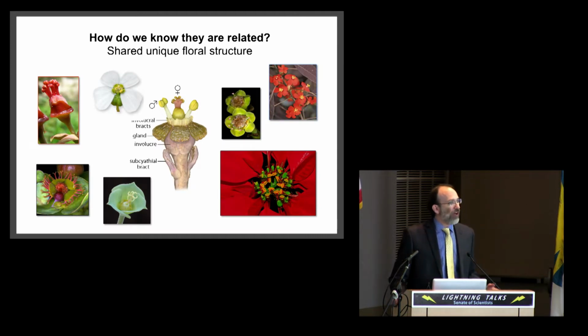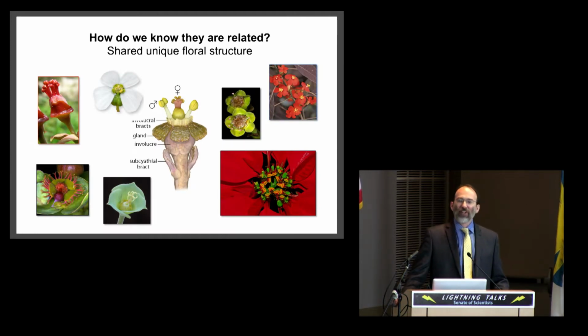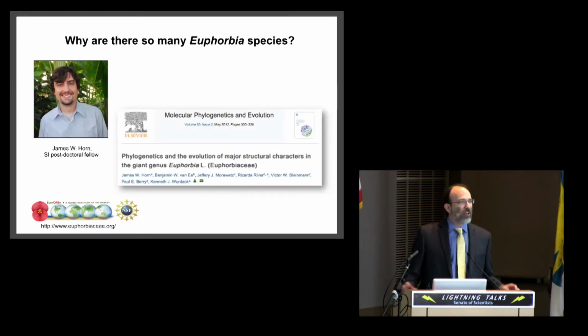So how do we know that all these things that have very different plant forms are related? They all share a particular floral structure where a group of flowers is all aggregated together to mimic a single blossom. So we know they're all related, but we want to know the details of how the species are related to each other. And this research has been led by my postdoctoral fellow, James Horn, with support from NSF on a Euphorbia PBI grant.